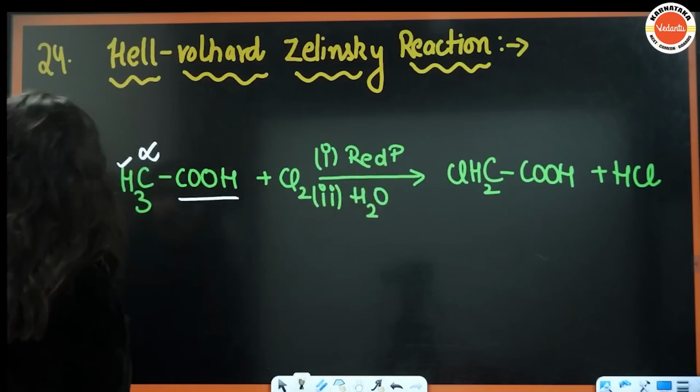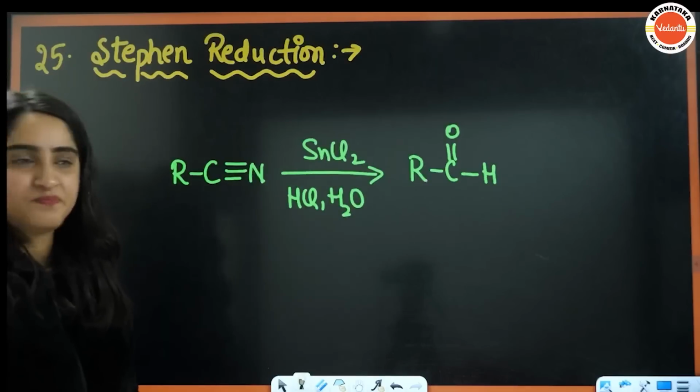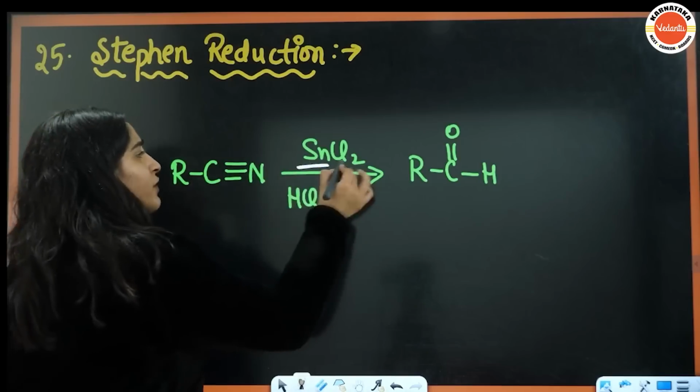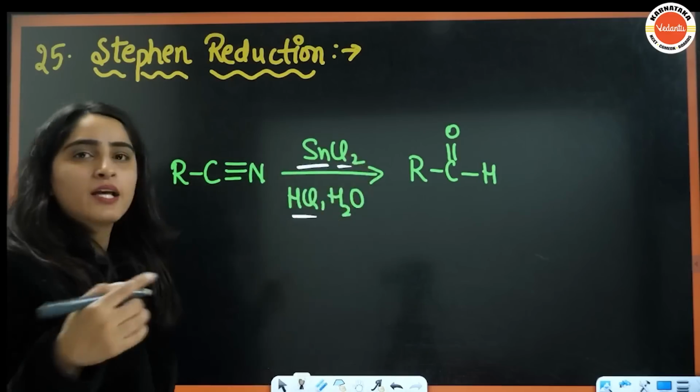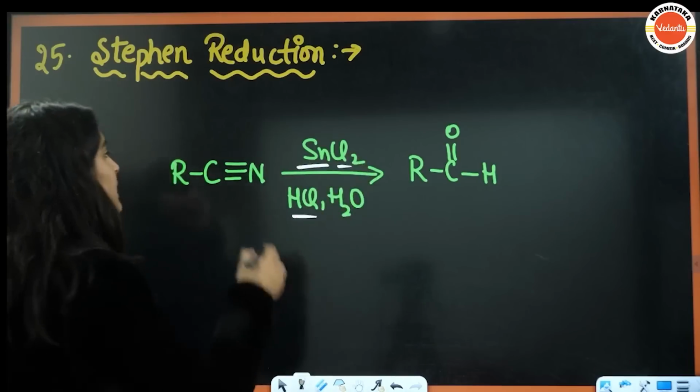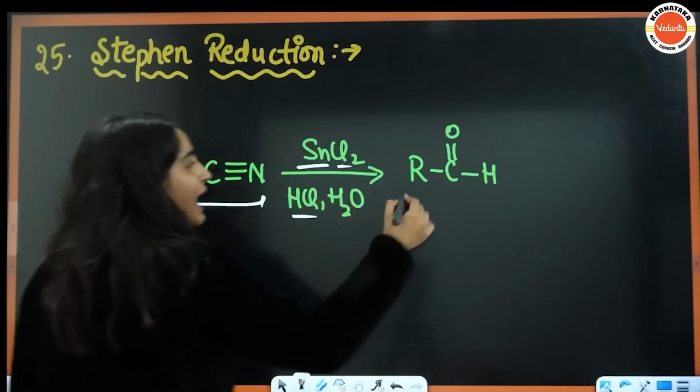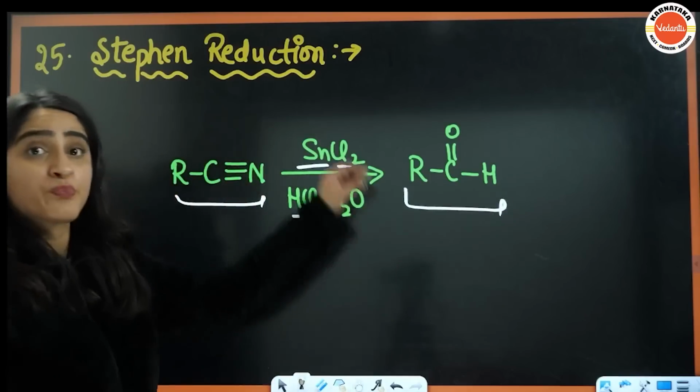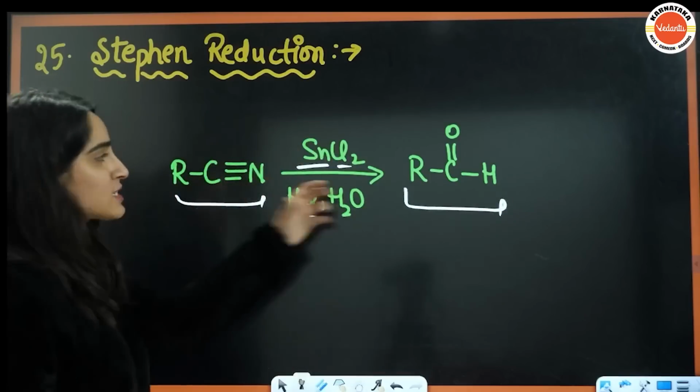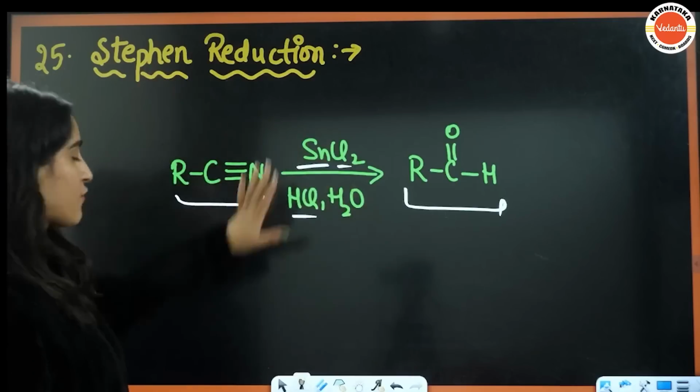That's it. So now next reaction is Stephen reduction. In Stephen reduction, you have tin chloride here. Any metallic halide can be used here. So this is the cyanide and this is getting converted into aldehyde. Cyanide is getting converted into aldehyde in the Stephen reduction.